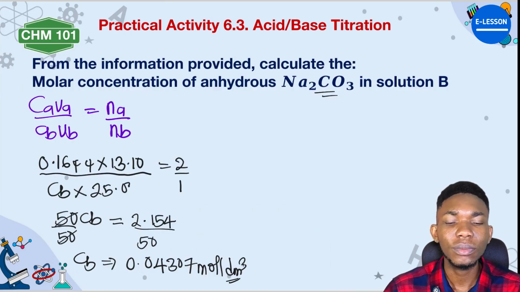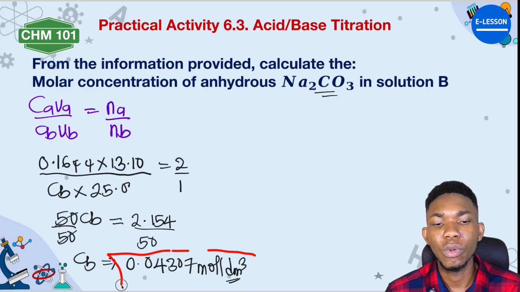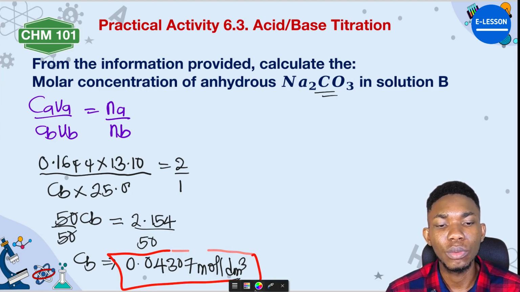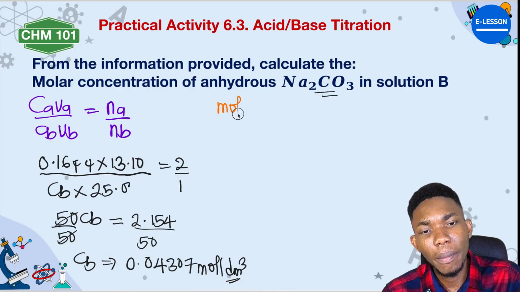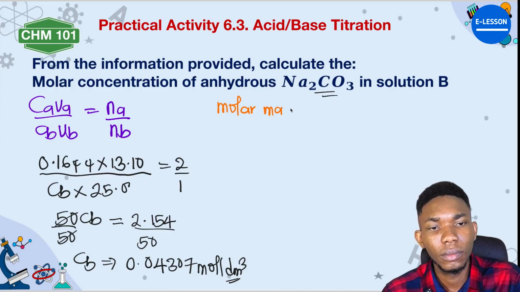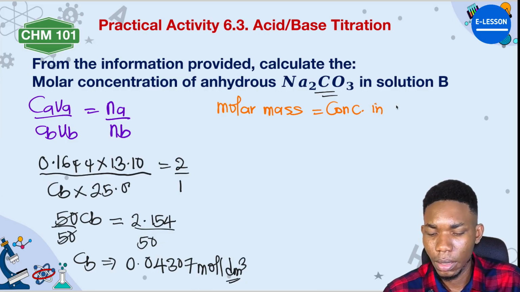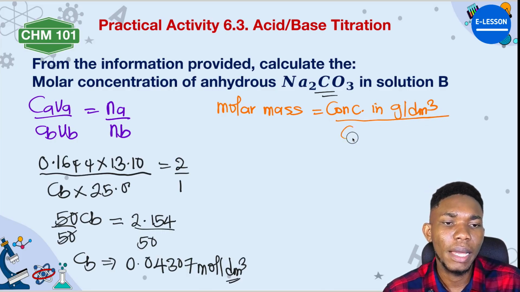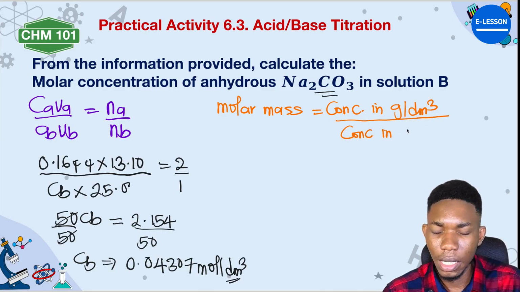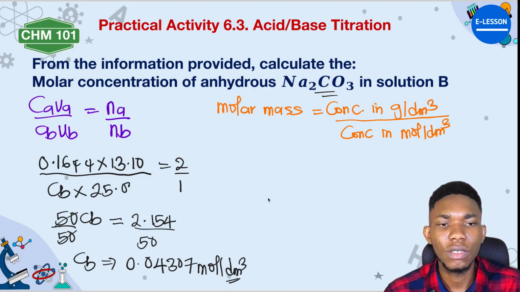We already know the concentration in mole per dm cube is this. So we know concentration in mole per dm cube. We also know the concentration in gram per dm cube. So what do you think will be the molar mass? My dear student, molar mass formula: concentration in gram per dm cube divided by concentration in mole per dm cube. So what do you think the molar mass of this will be?